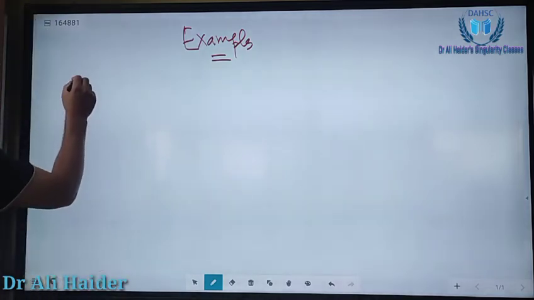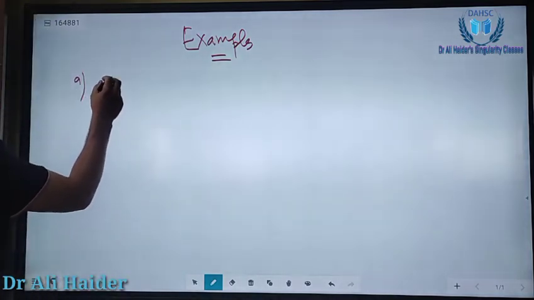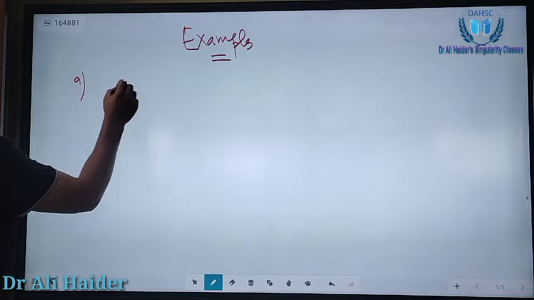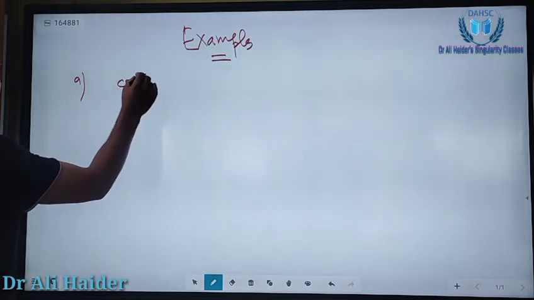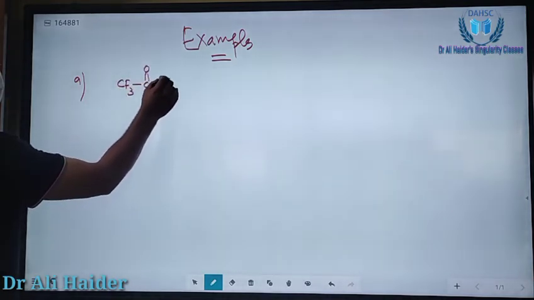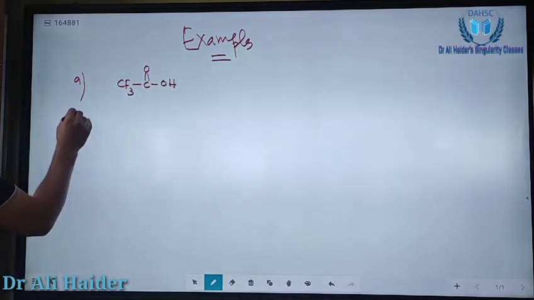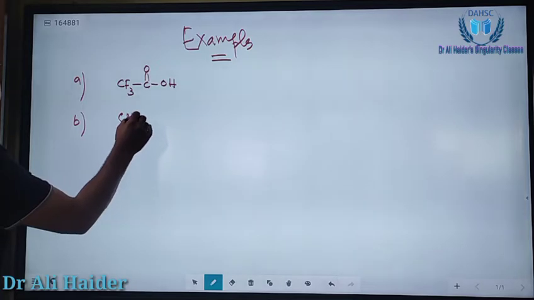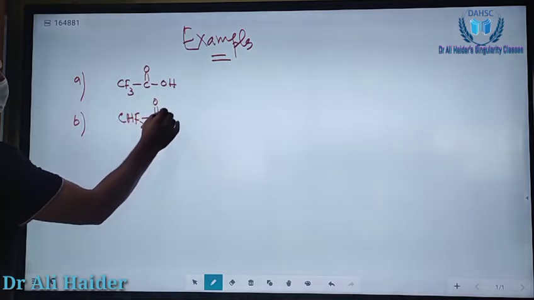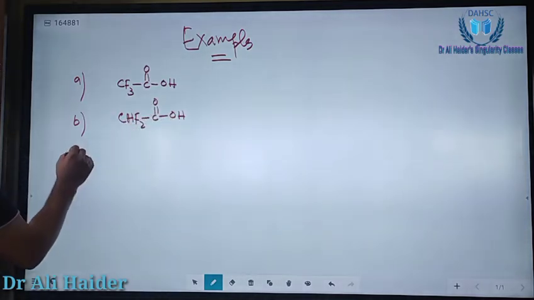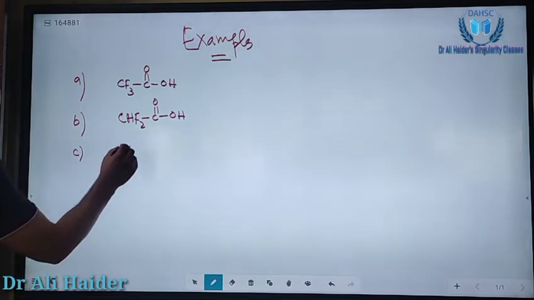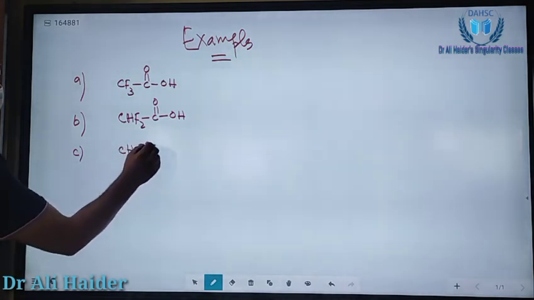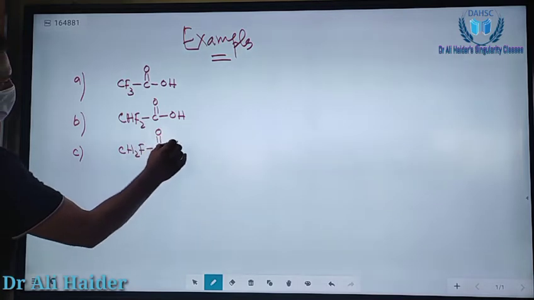Example number A: if we have this example, which I wrote earlier, CF3 C double bond O, OH. Number B is CHF2, C double bond O, OH. Number C example is CH2F, C double bond O, OH.